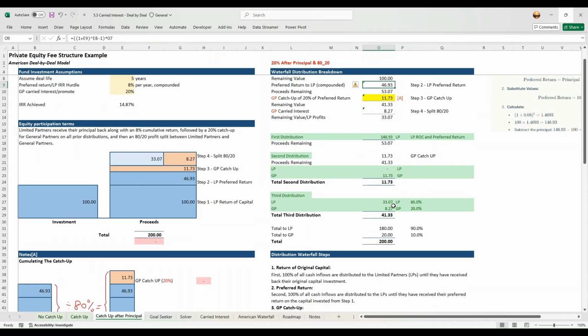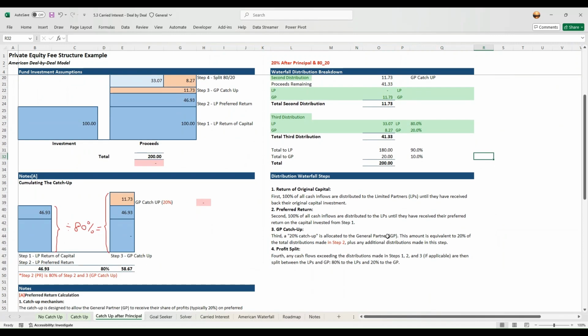In this case, our third distribution is much larger compared to the prior one. And by the end, we would expect the LP gets actually 90% of the total proceeds, and the GP gets 10% of proceeds. In terms of the profit, GP does get 20 out of 100 profit. So that is also 20%. This is how we calculate the model here to catch up 20% of the preferred return.